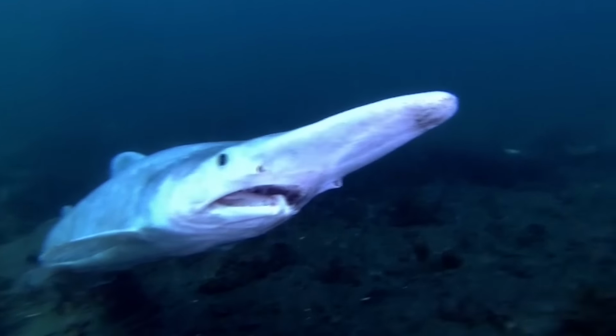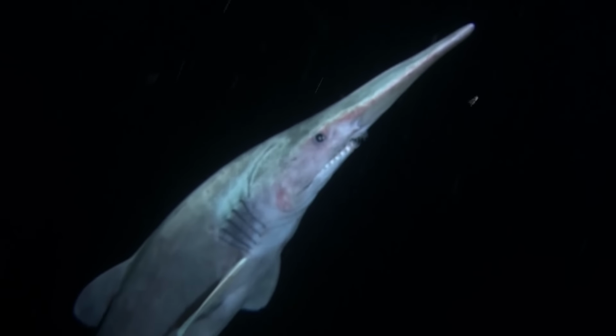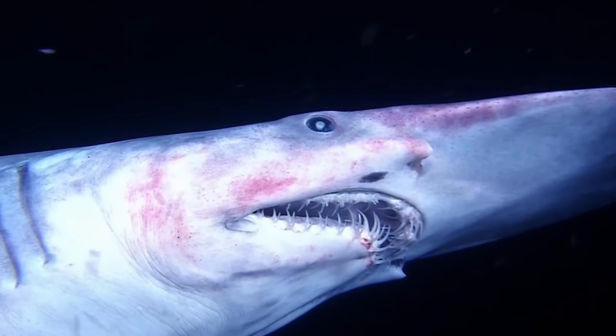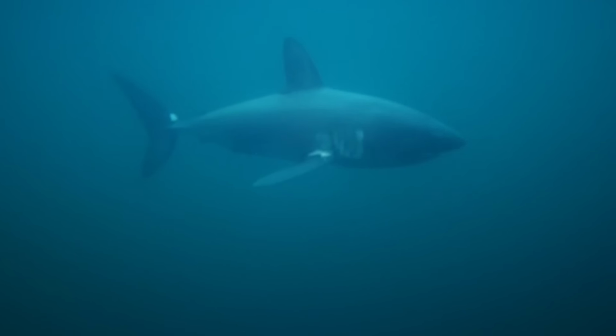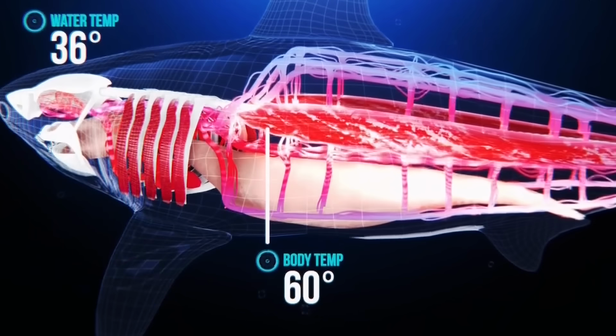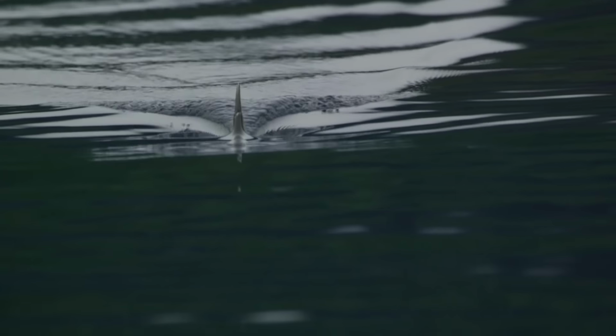Goblin shark. Some of the most unique-looking sharks in the world. The goblin shark is rarely seen. It has a long snout that looks like a sword. Salmon shark. They can use their body as a heater to survive in extremely cold waters.